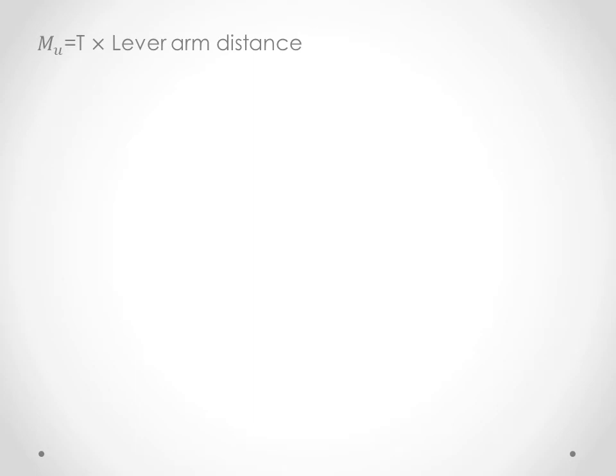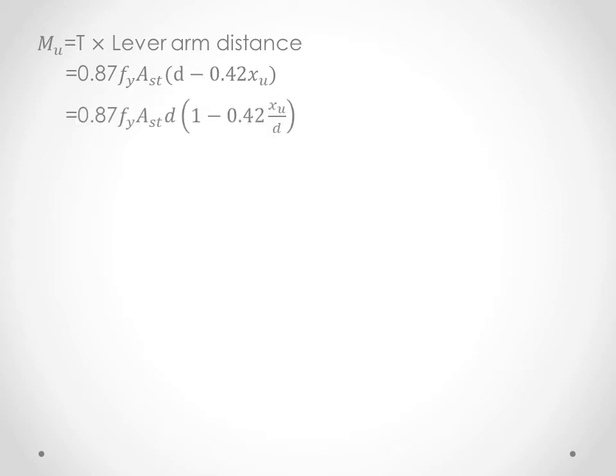In the tensile force case, the formula is the same as for compressive force: Mu is equal to T into lever arm distance. Tensile force value was 0.87 Fy AST, with the lever arm distance being D minus 0.42 XU. And we have to get it in ratio value: 0.87 Fy AST D into 1 minus 0.42 XU by D. In the tensile force case, we know the value of XU by D. Let's mark this as equation 1, the formula that I've got for Mu.